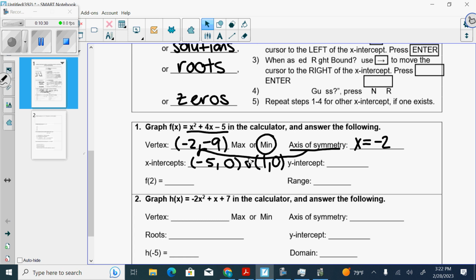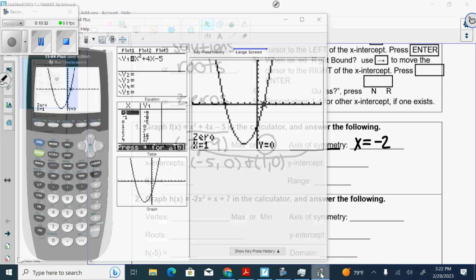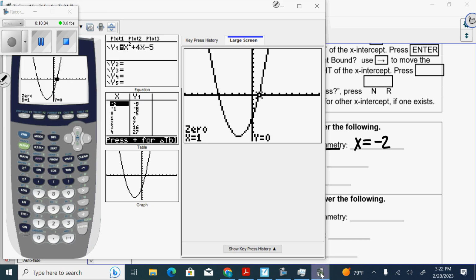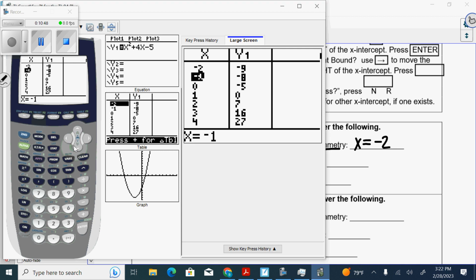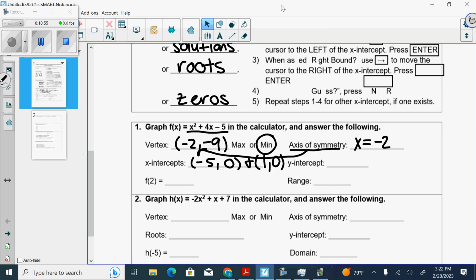So in order to find it, I just need to pull up the table. So in order to pull up the table, you press second graph. And it's going to pull up this table for us. All right, so like you guys said, this would mean that x is 0. So when x is 0, what's y? Okay, so that is my y-intercept. The coordinate point, 0, -5.